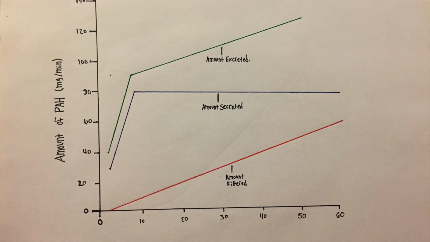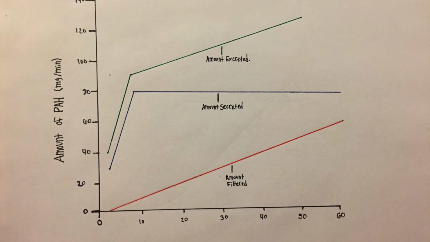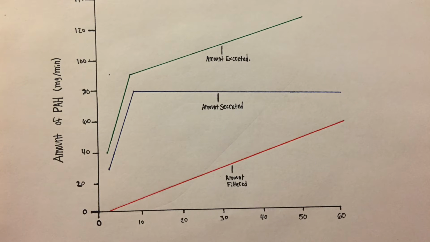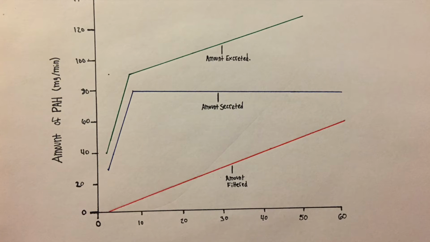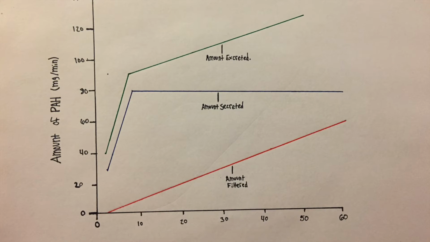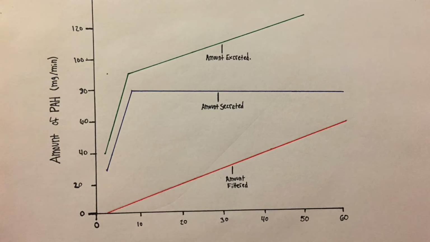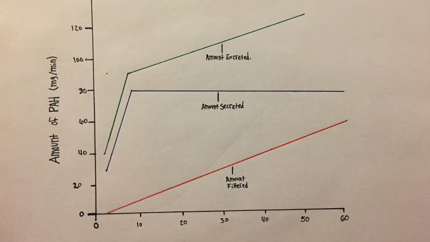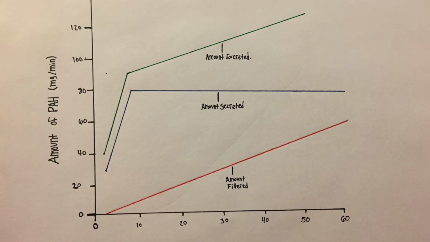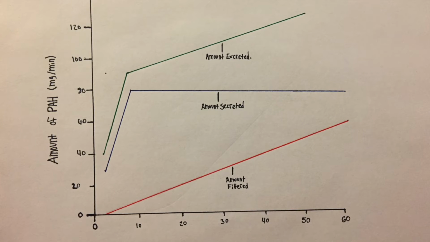Now let us take a look at the second graph. This graph is showing the para-aminohippuric acid transport maximum. On this graph, we see the x-axis recording the plasma PAH concentration, and we see the y-axis records the amounts of para-aminohippuric acid being filtered, secreted, and excreted. The amount of PAH being excreted is equal to the amount being filtered plus the amount being secreted.